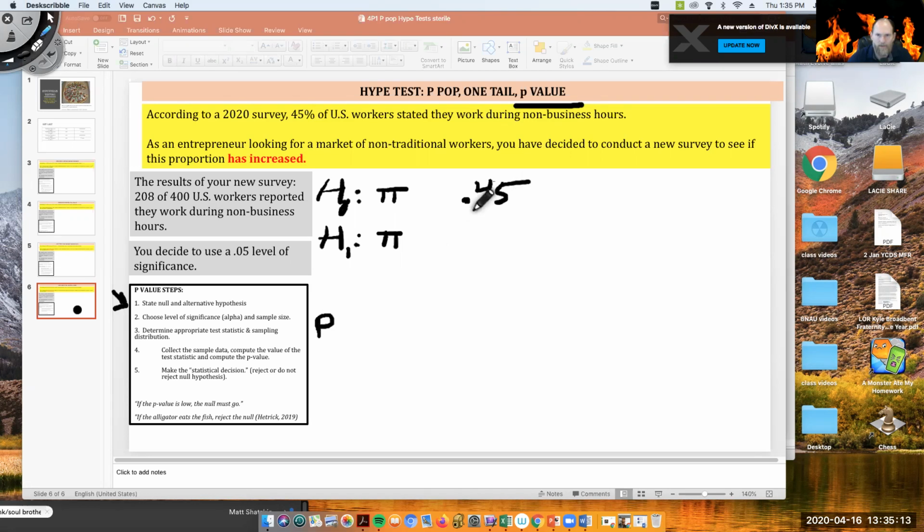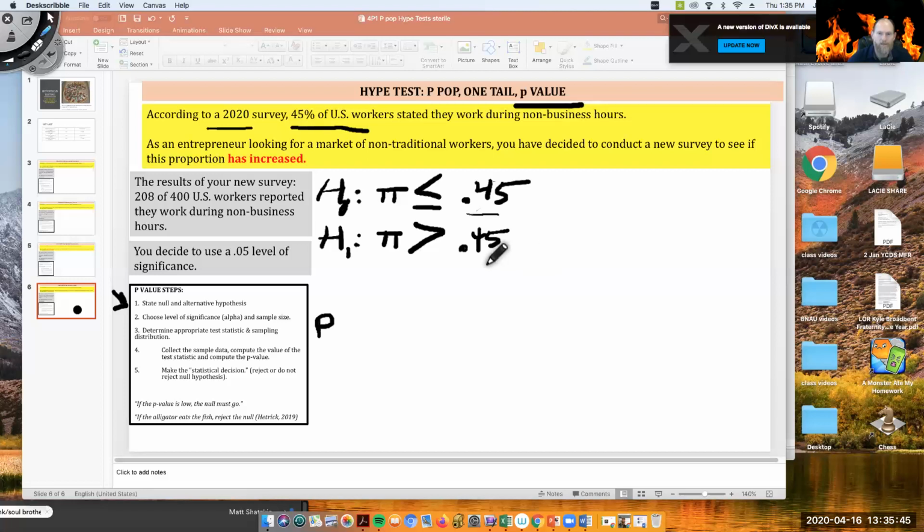The value here for the null should be the value that's associated with the null. The value down here should be the value that's associated with the null, because the alternative is the opposite of the null. So these should be the same. These should be the same. The only difference between the two is going to be this and this, or whatever it calls for.